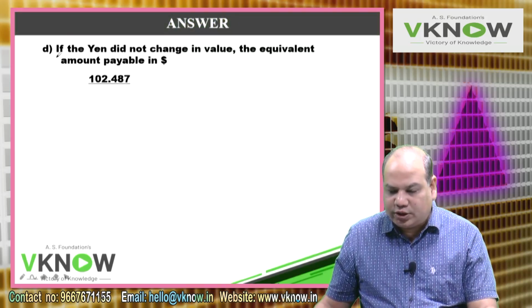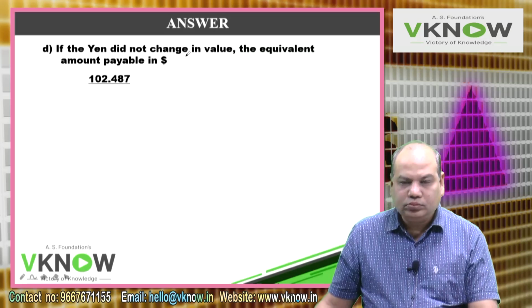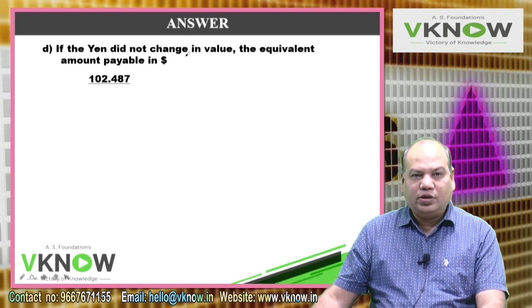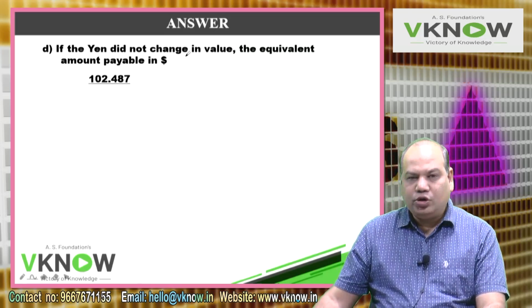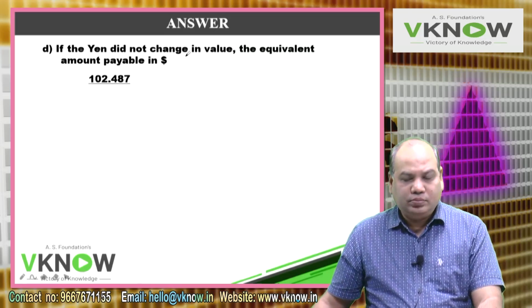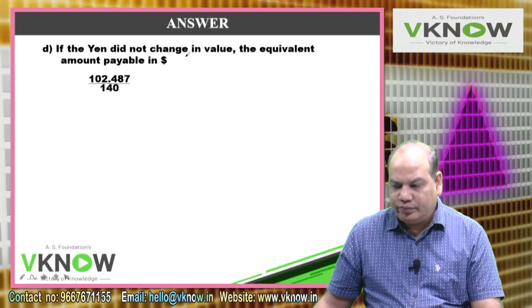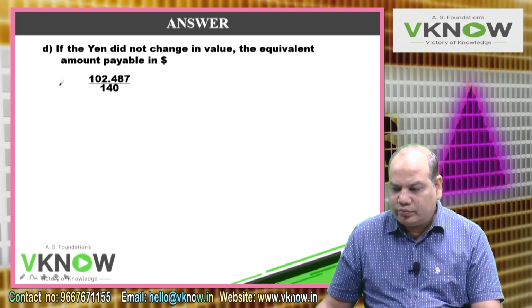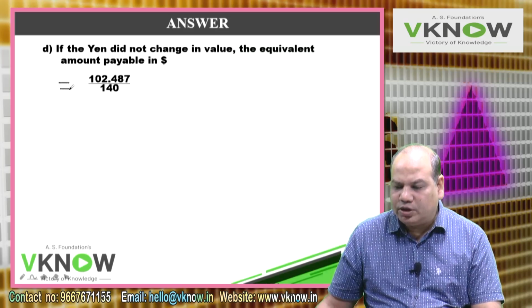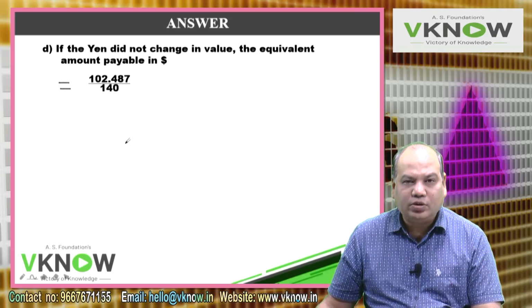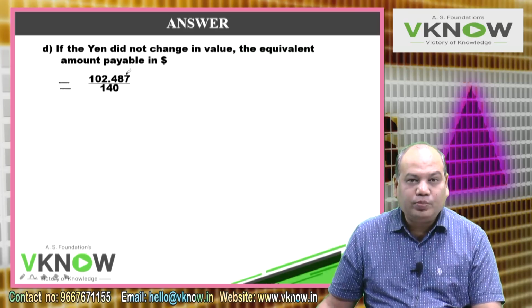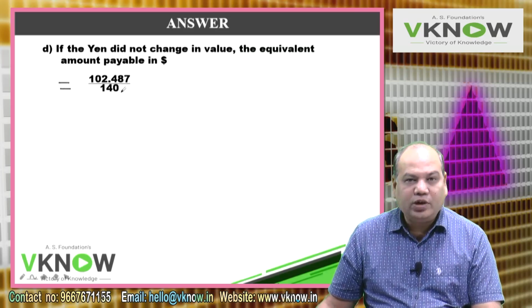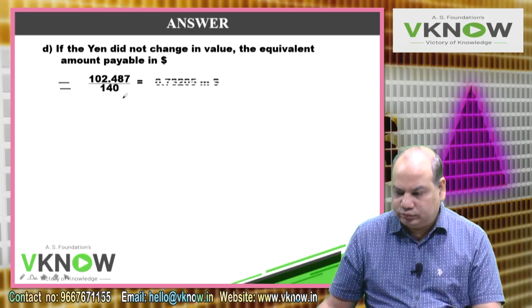So write down answer D. If yen did not change in value, the equivalent amount payable in dollar is equal to 102.487 divided by 140, and that is equal to $0.73205 million.